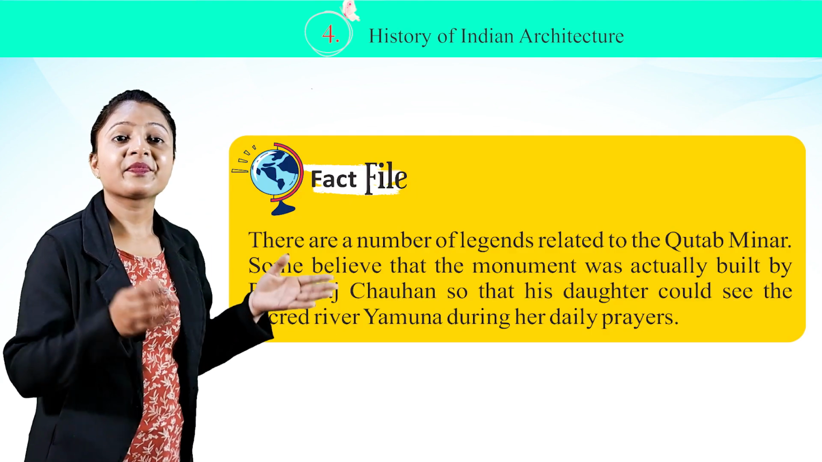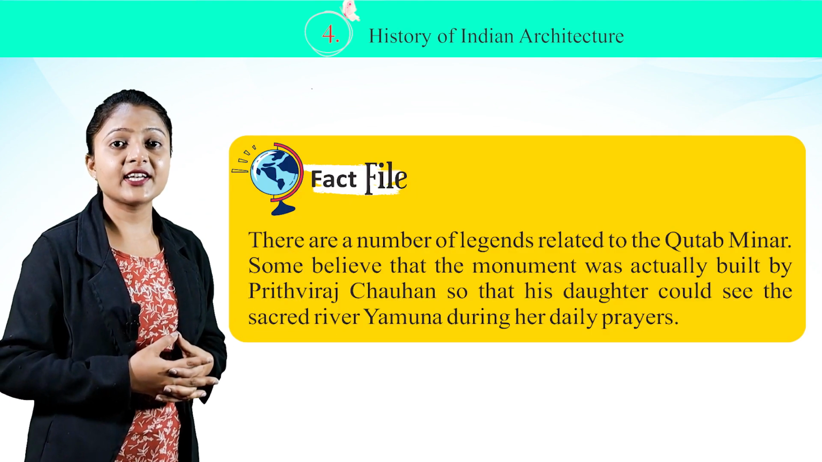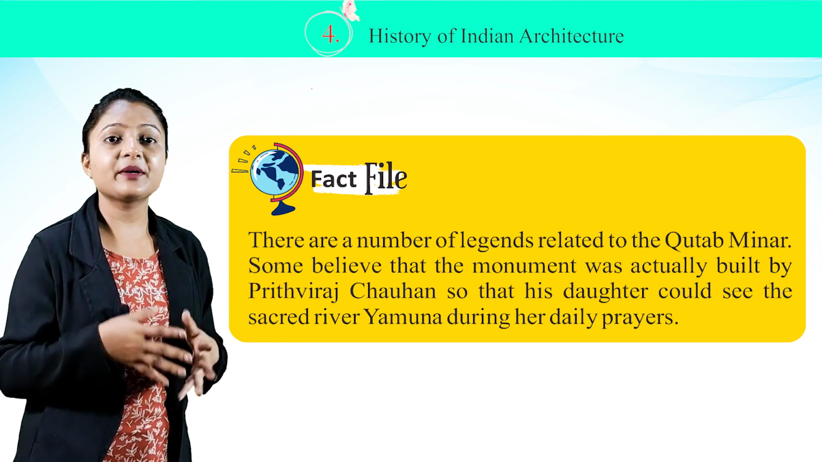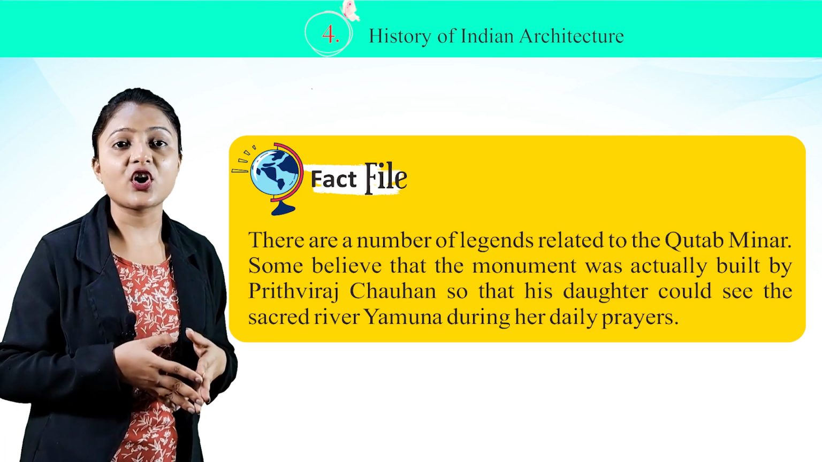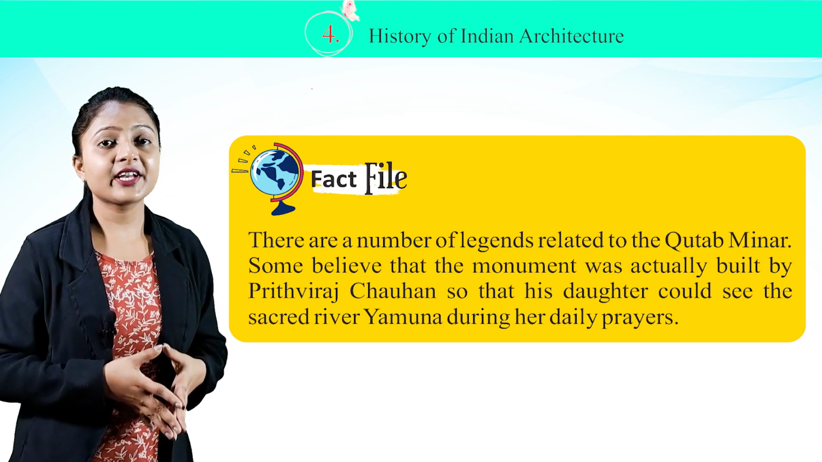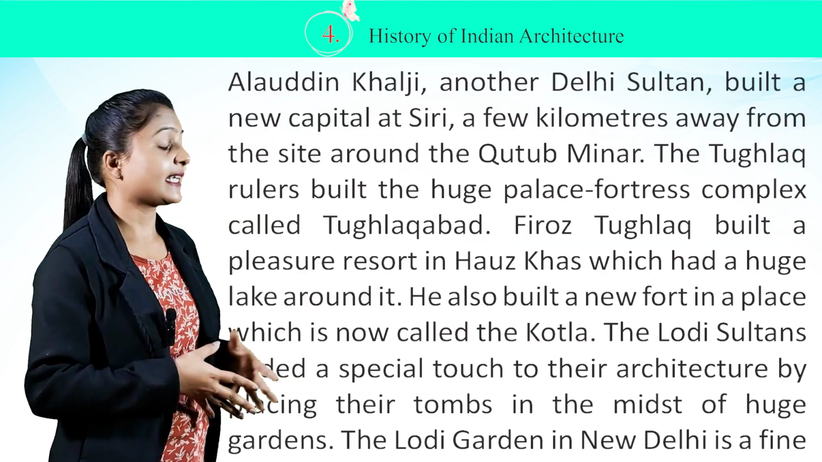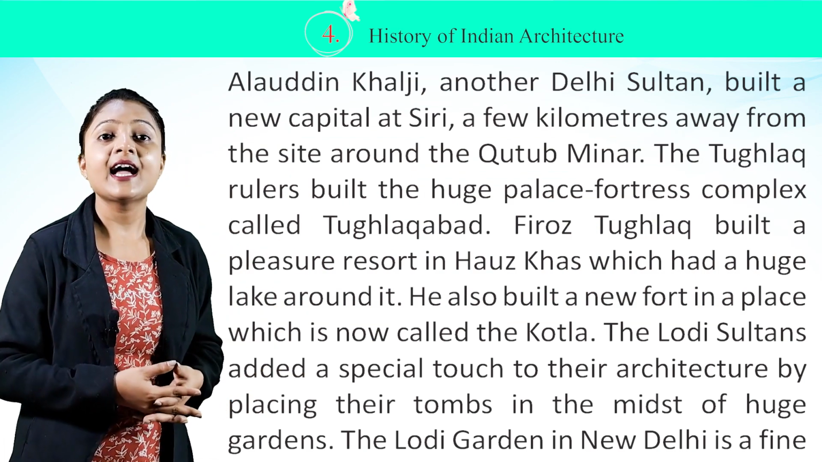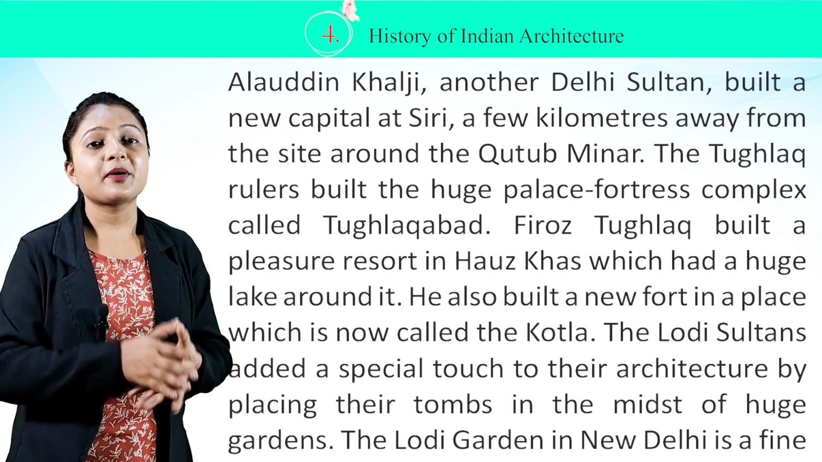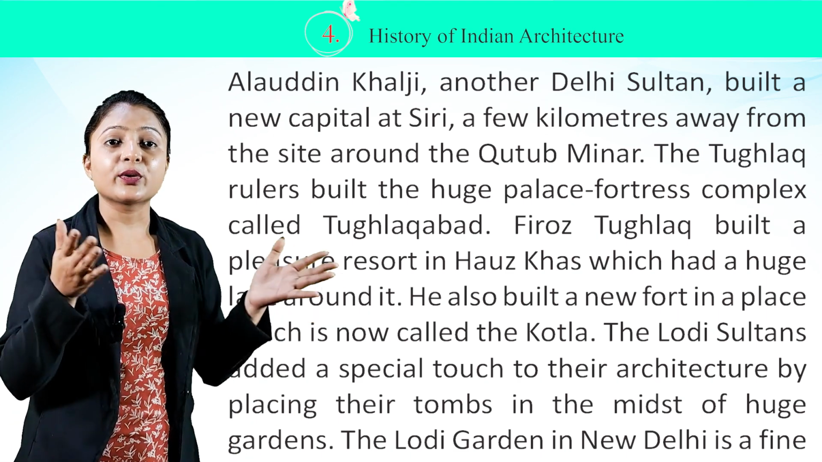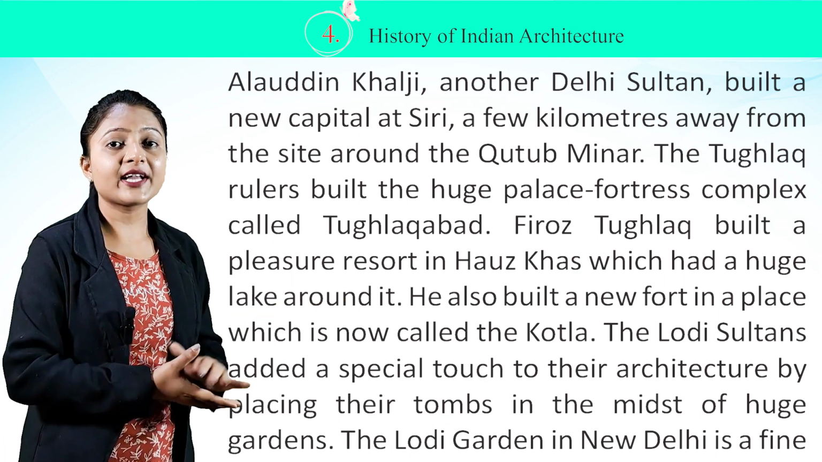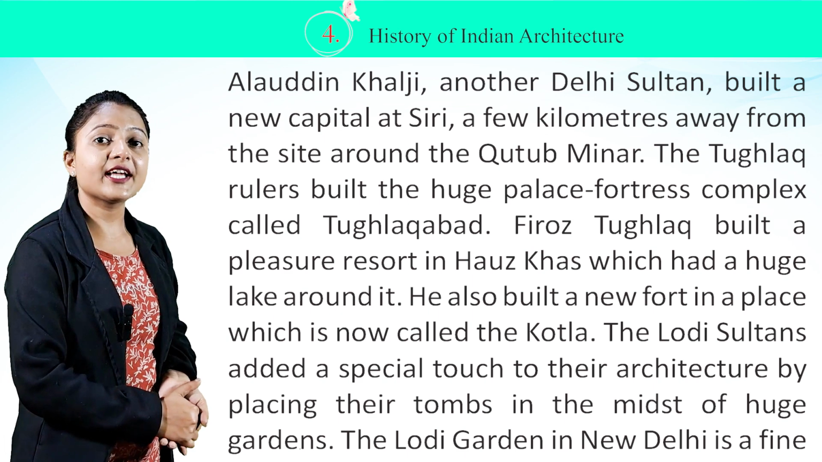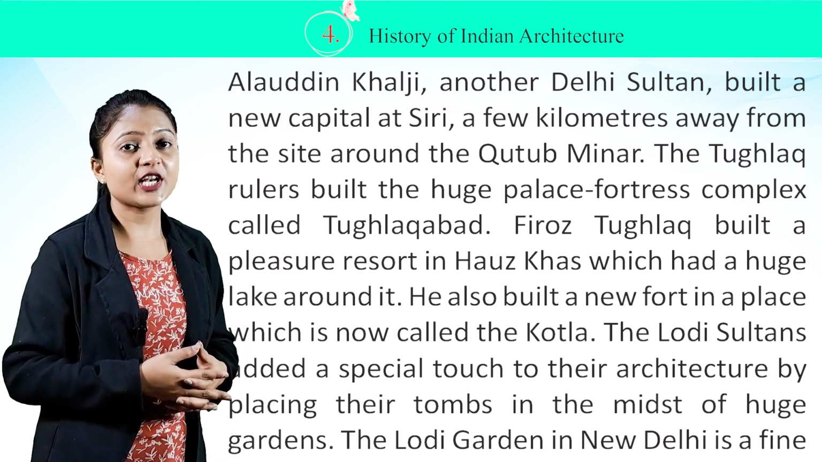Fact file. There are a number of legends related to the Qutub Minar. Some believe that the monument was actually built by Prithviraj Chauhan so that his daughter could see the sacred river Yamuna during her daily prayers. Alauddin Khalji, another Delhi Sultan, built a new capital at Siri, a few kilometers away from the site around the Qutub Minar. The Tughlaq rulers built the huge palace fortress complex called Tughlaqabad. Feroz Tughlaq built a pleasure resort in Hauz Khas, which had a huge lake around it.